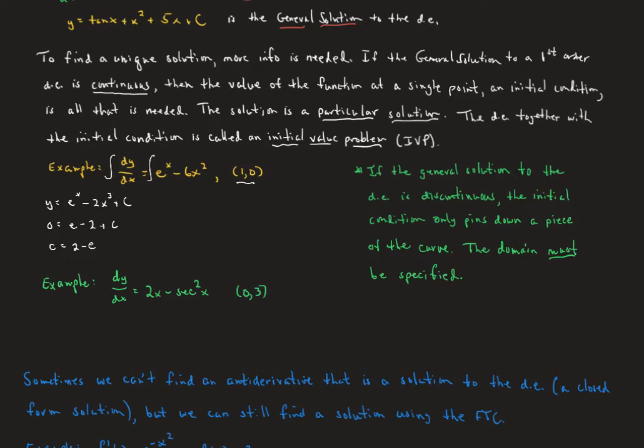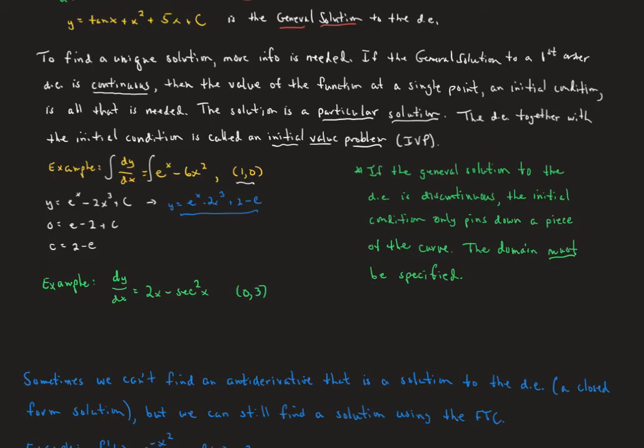So that then becomes our particular solution, that y is equal to e to the x minus 2x cubed, and we get that plus 2 minus e as our constant. So that's known then as the particular solution.